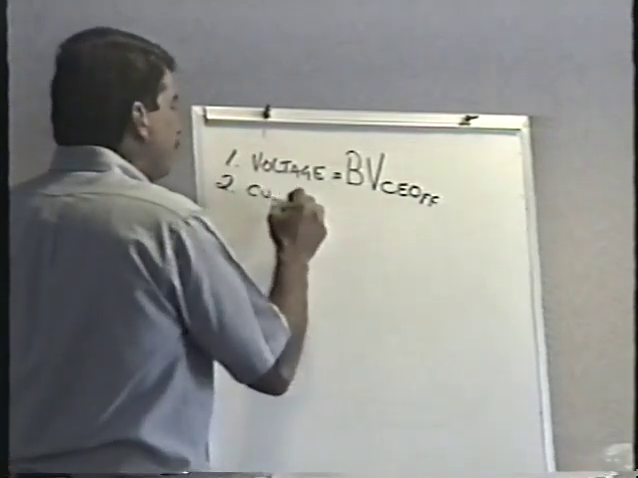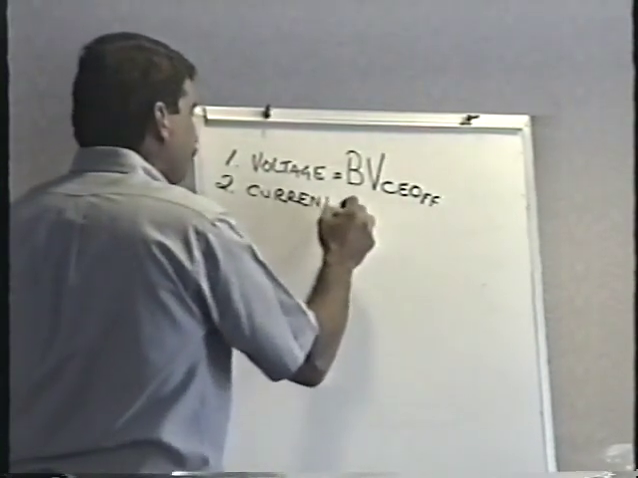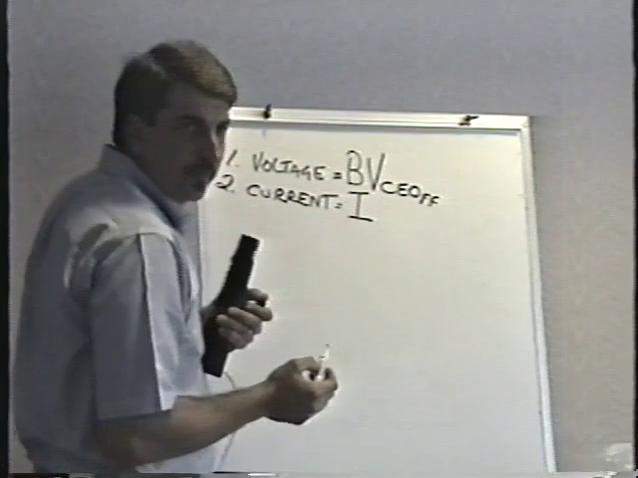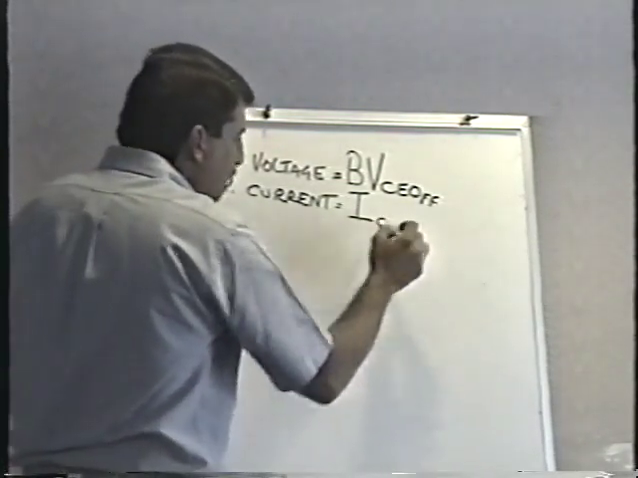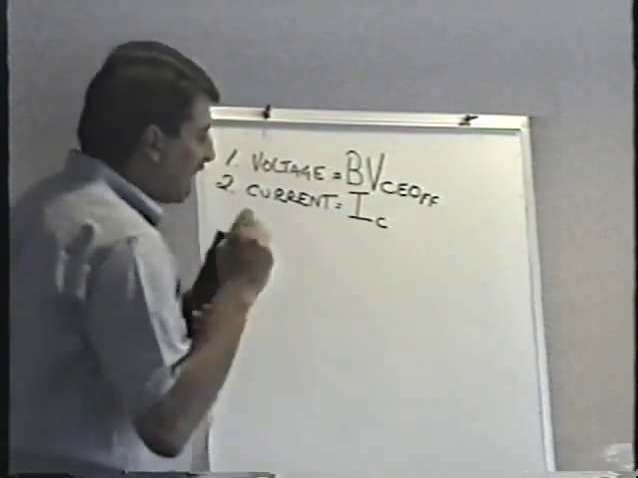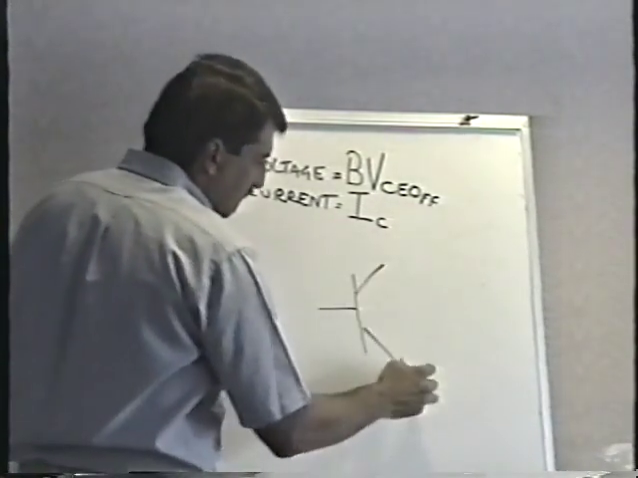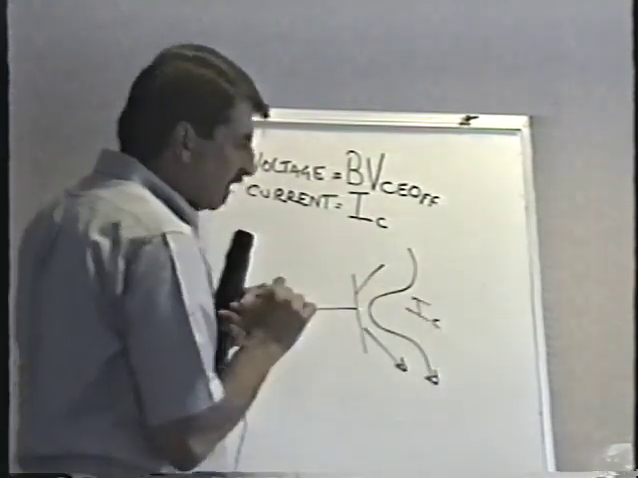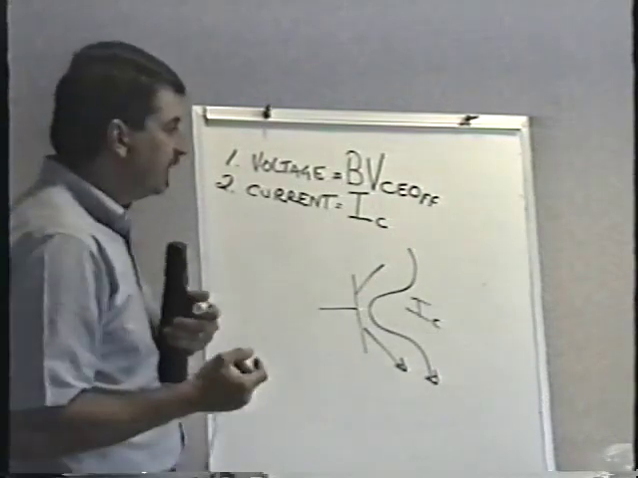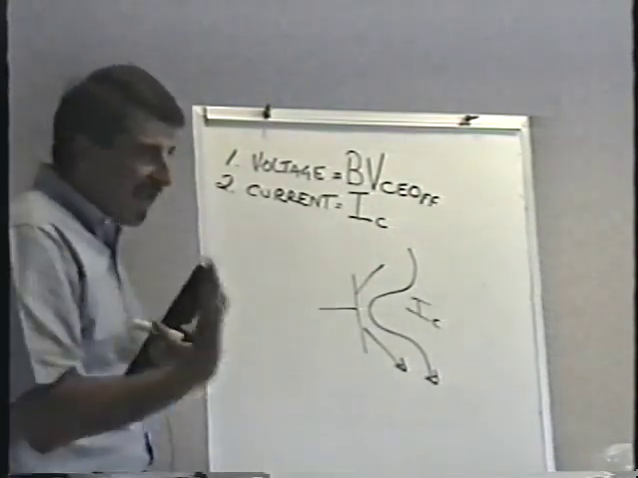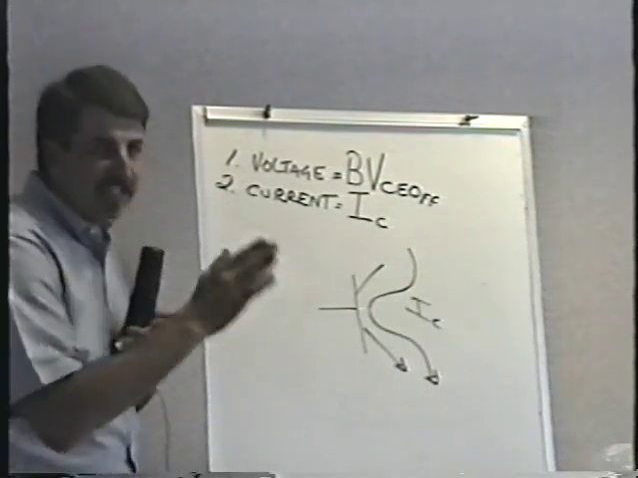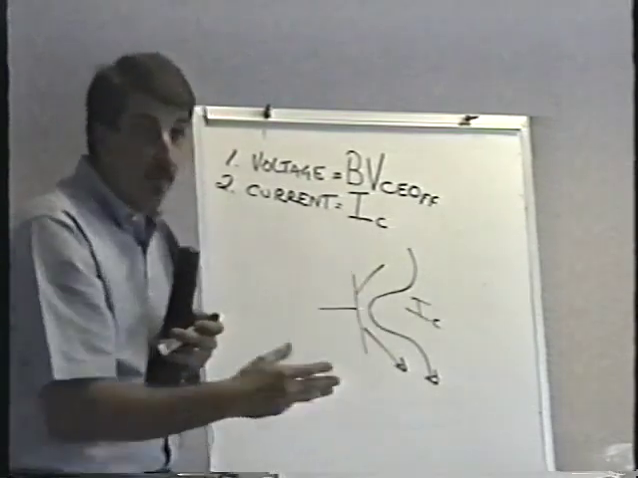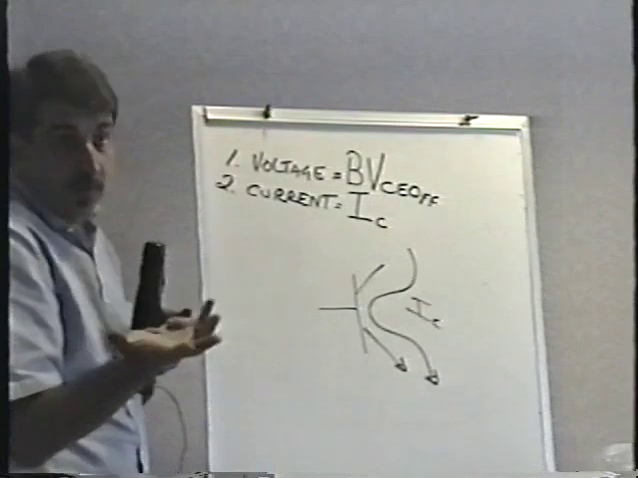Number 2, current. Remember, we use the letter I for current. In this case, it's called I sub C, the collector current. Remember, that's what they call the main current flow in a transistor. The current that flows from collector to emitter is called I sub C, the collector current, the main current flow in the transistor. And the current rating of a transistor is exactly the same as a diode. It's the maximum amount of current that you can put through the transistor from collector to emitter without it burning up. And of course, physically, the larger it is, the more current it can handle.